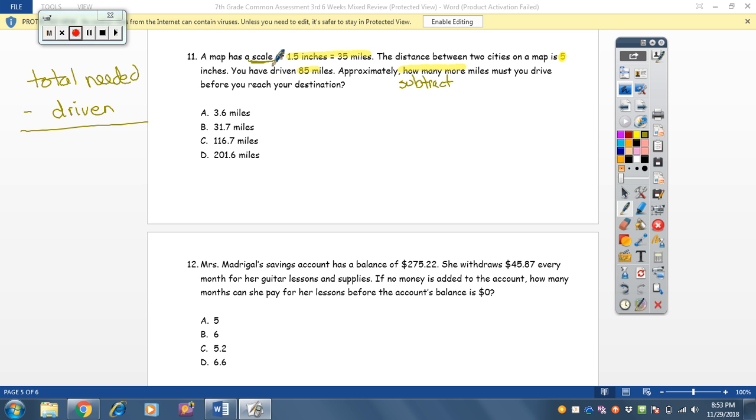And this word scale is your key word. So if you didn't circle it the first time, you need to go back and underline, highlight, or circle it. If it has the word scale, it will either give you a scale factor or it will give you a proportion. This does not say the word scale factor, so you have a proportion. Half of your proportion is right here.